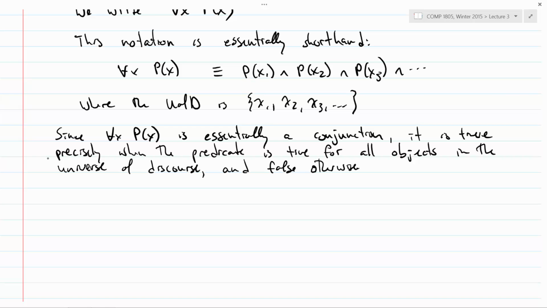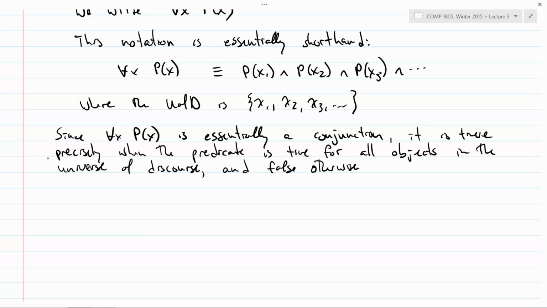The universe of discourse is where x comes from. X is drawn out of some set. Right, so if P(x) means x is greater than 3, well, x is the object I'm talking about, and it's drawn from the set of real numbers, or maybe the set of integers, the question would tell you. Other questions?